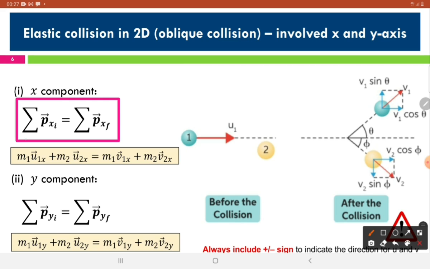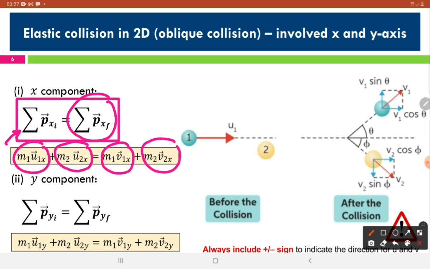Total pxi is equal to m1 u1x plus m2 u2x. Total px final is equal to m1 v1x plus m2 v2x. While for the y component, total pyi is equal to total pyf.